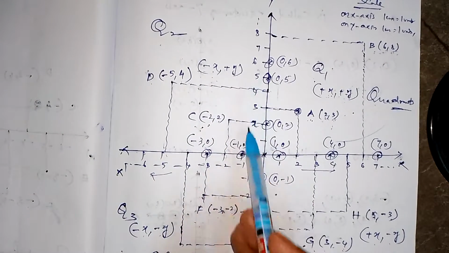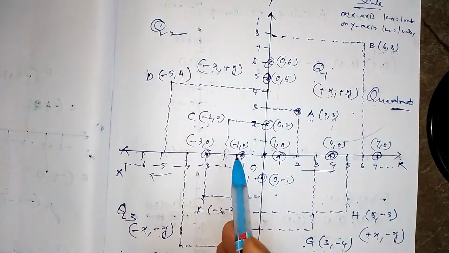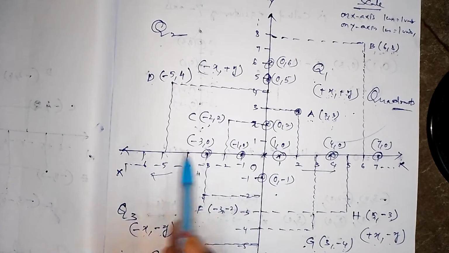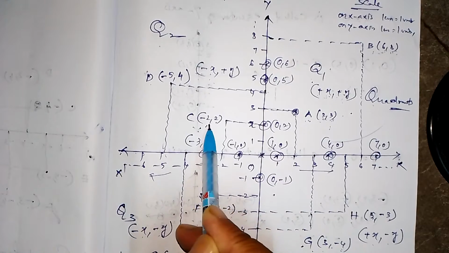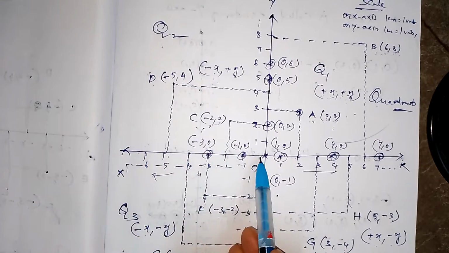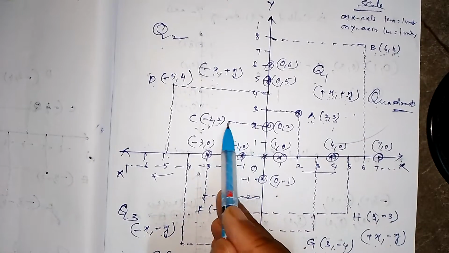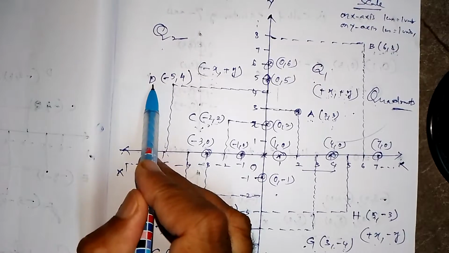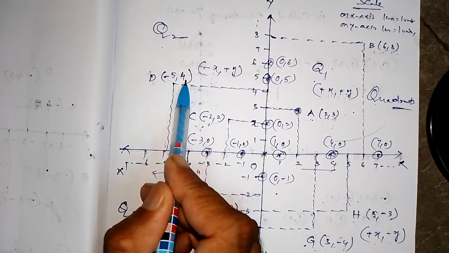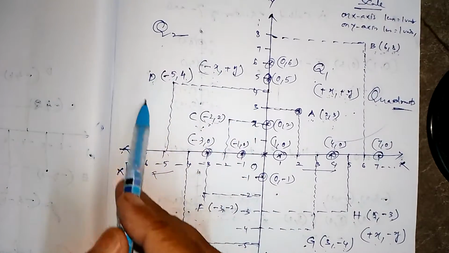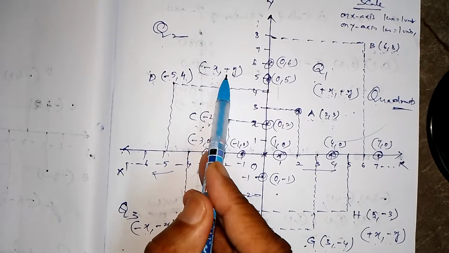Why? Because those points which lie on this Q2 are based on the negative x-axis and the positive y-axis. I mean I have to write this point C as minus 2 comma 2. Why? Because here the x coordinate value is minus 2 and the y coordinate value is 2. Then point D is minus 5 comma 4. So whatever the points which we take in the second quadrant, the x coordinate value will be negative and then the y coordinate value will be positive.